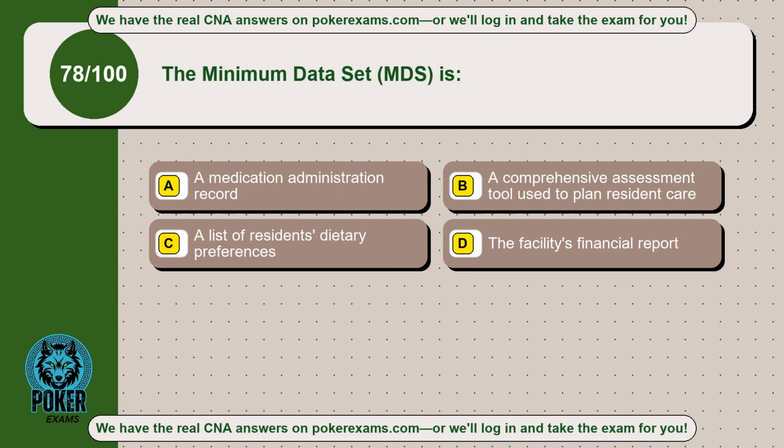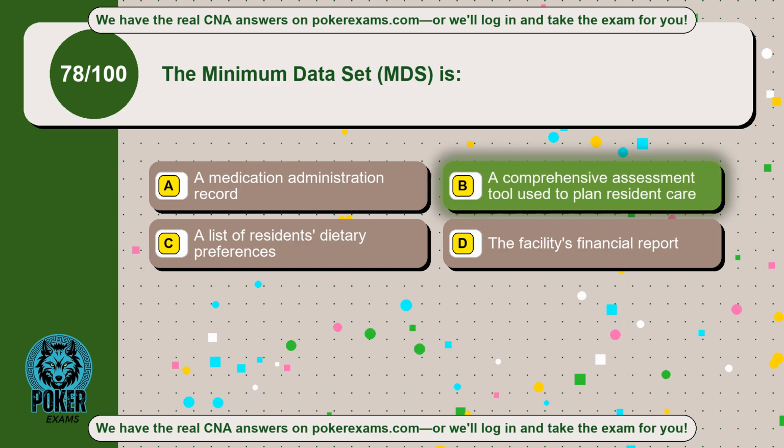Question 78. The minimum data set, MDS, is: Option A, medication administration record. Option B, a comprehensive assessment tool used to plan resident care. Option C, a list of residents' dietary preferences. Option D, the facility's financial report.